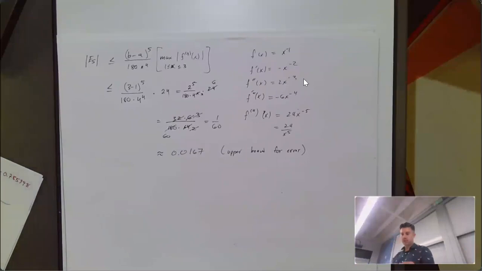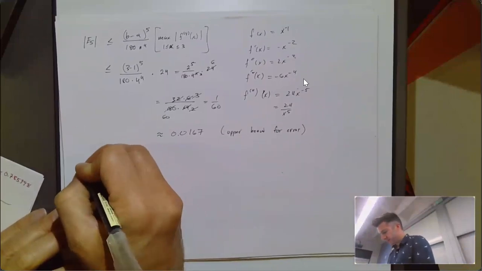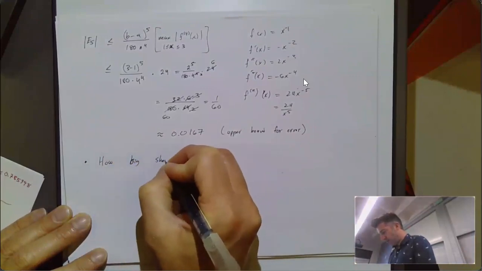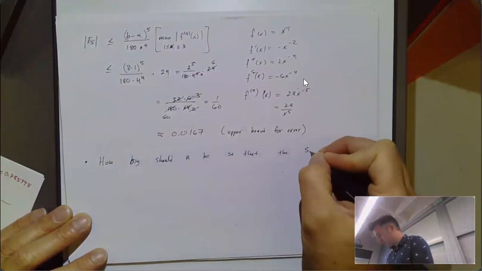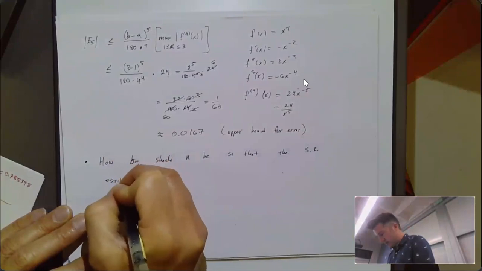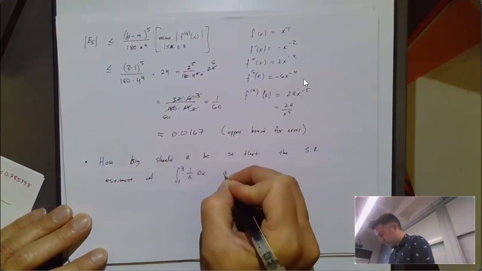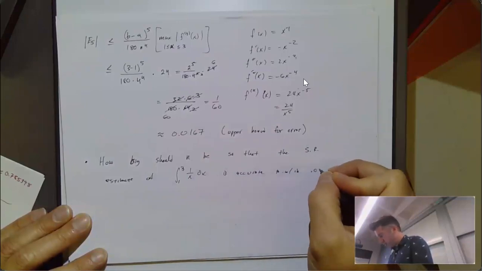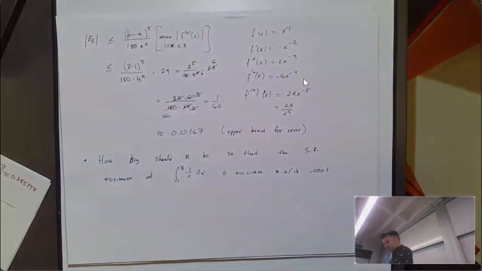Okay. So the other thing we often like to ask is, and we did a question like this last time, how big should n be so that the Simpson's rule estimate of the integral from 1 to 3 of 1 over x dx is accurate to within 0.0001. Which our previous example certainly was not.